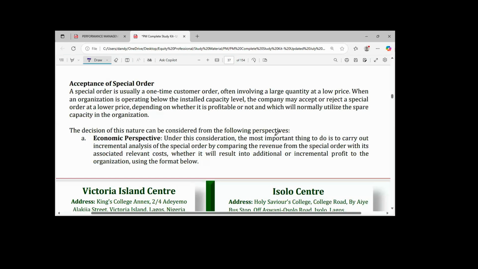Now, the decision as far as special order is concerned will be examined critically from two perspectives: the economic angle as well as the qualitative factors. Now, what is the economic angle of the decision to be taken?